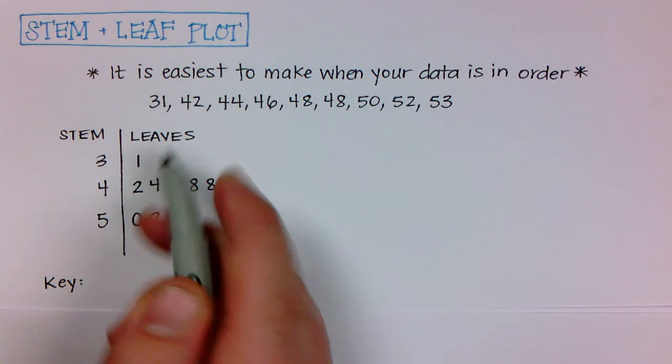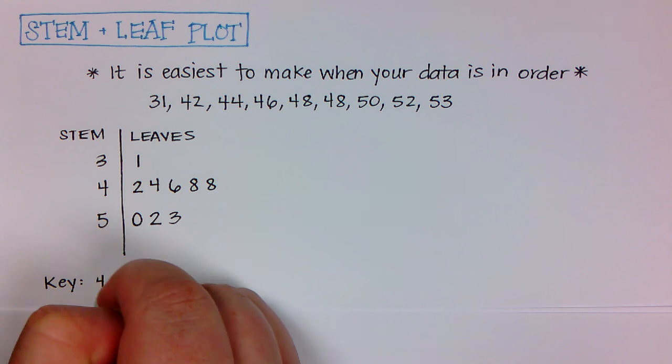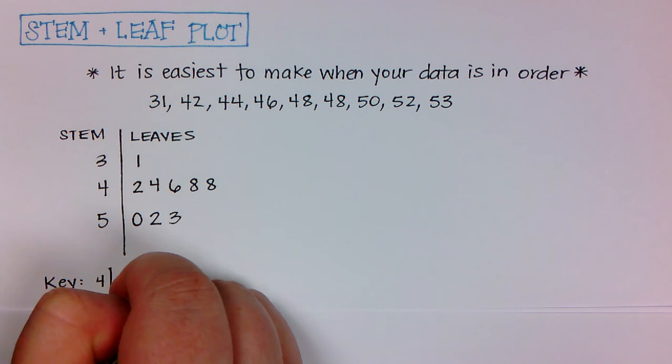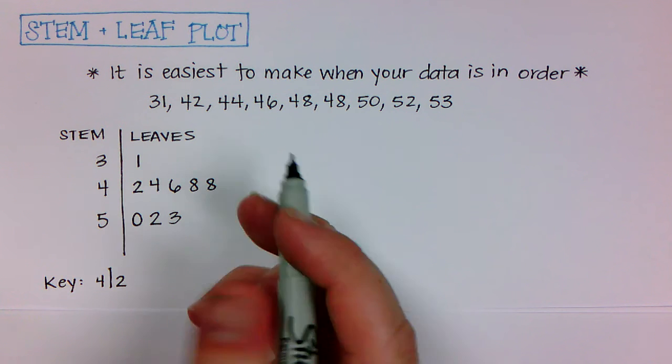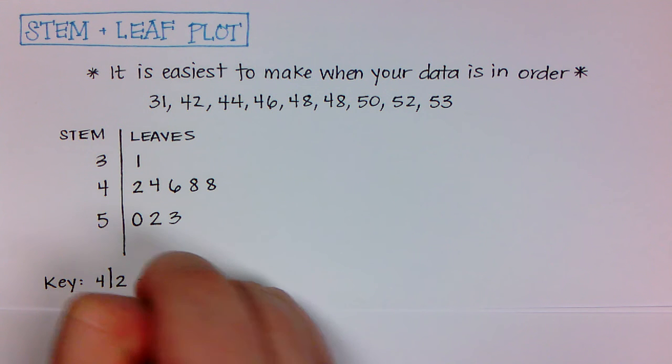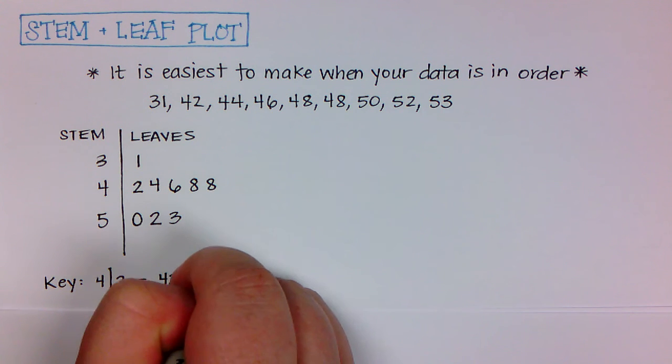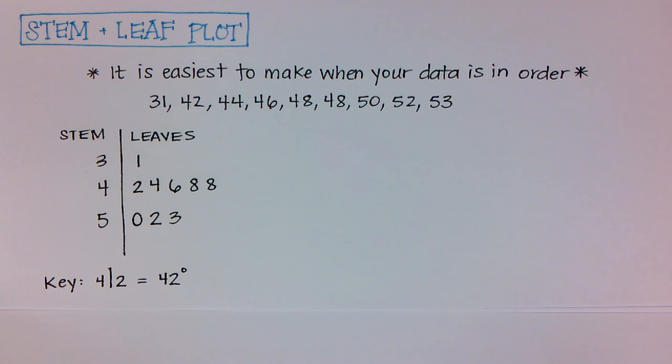How about I pick the 4 and the 2? So I'm going to write a 4, I'm going to make a line and a 2, so it's kind of like a mini stem and leaf plot. And I'm going to say that this really equals 42 degrees. And that's it for my stem and leaf plot.